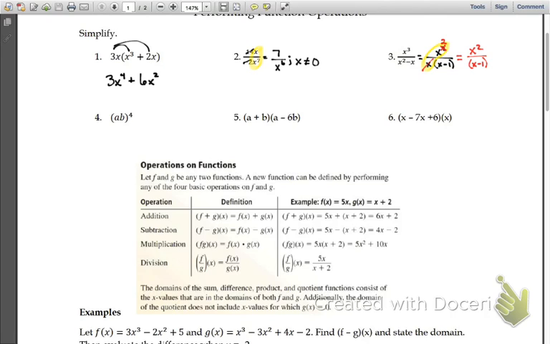Now again, it's finished as a quotient, so the bottom side can't be equal to 0. That doesn't mean x can't be 0 in this case, but what is the one value for x that will make the bottom equal to 0? If it's x minus 1, what's the only number? 1. So x can't be 1.